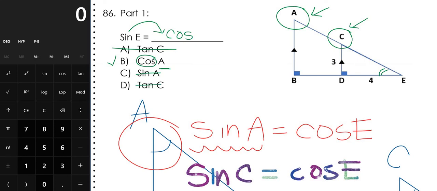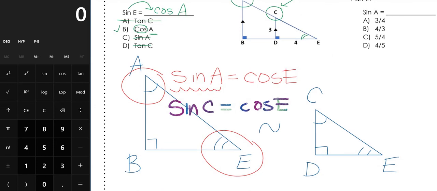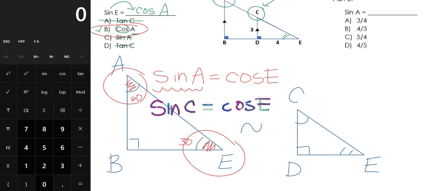Okay? Sine of E will equal the cosine of A. And remember, the reason for that is that the two angles, angle A and angle E, are complementary, meaning they add up to 90. So angle A and angle E. If, for example, angle A was 60 degrees, which I don't know if it is, then angle E would be 30. They would be complementary. Okay, let's go on to part 2 of this question.